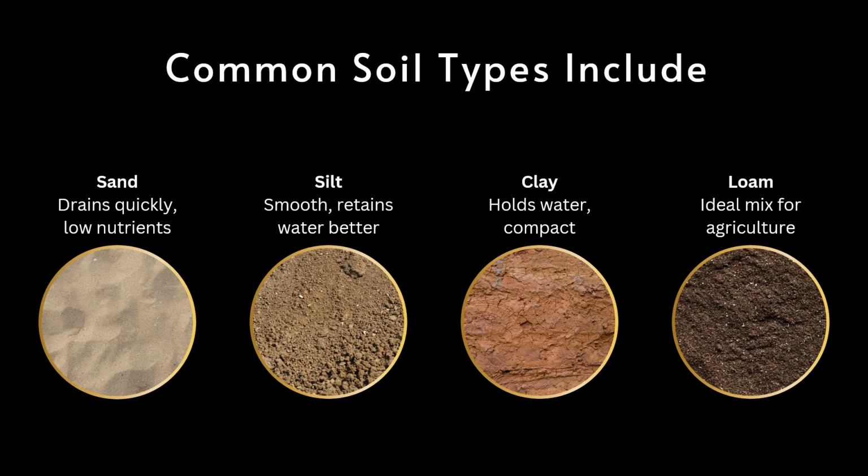Silt has medium sized particles. They're smaller than sand but larger than clay. When it's dry, it has a smooth flour-like feel to it. And when it's wet, it's very slippery. It holds water and nutrients better than sand and makes it more fertile.